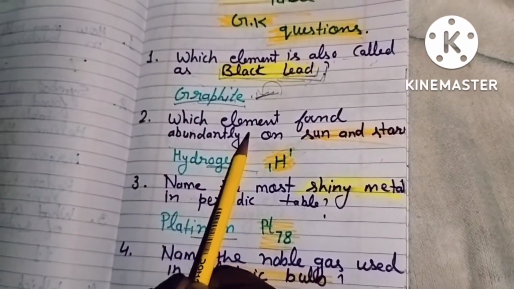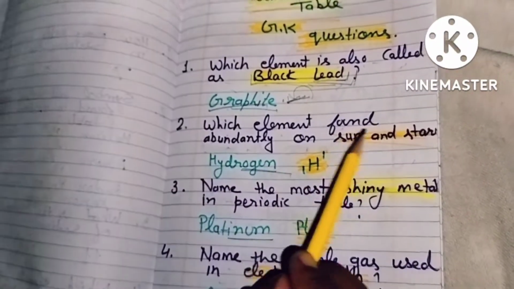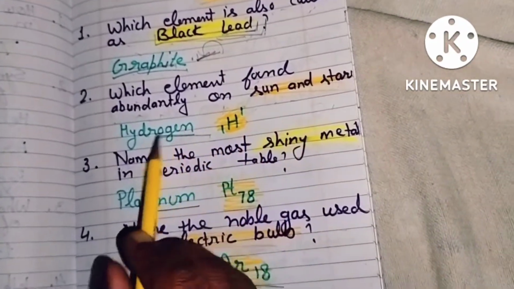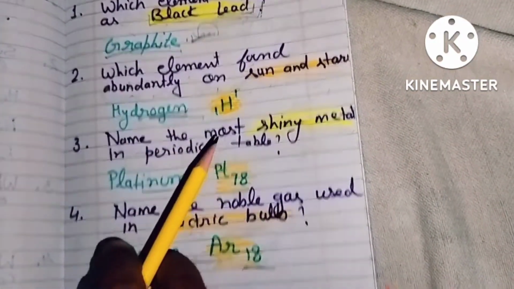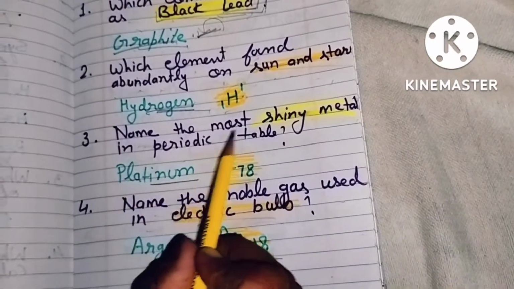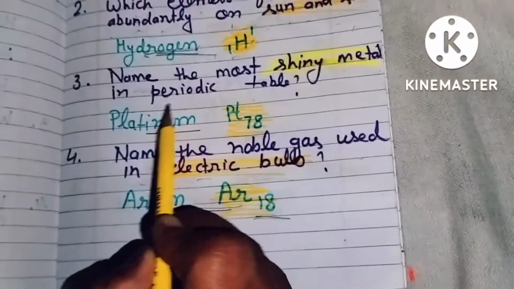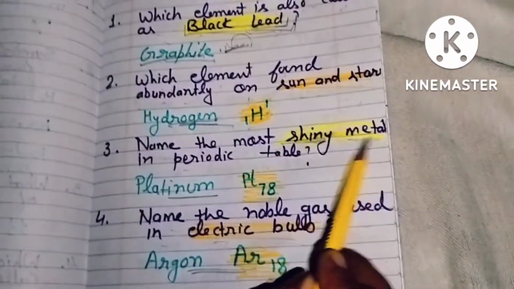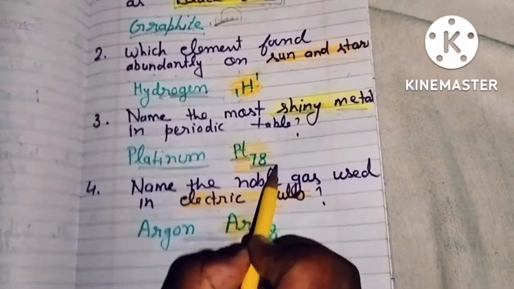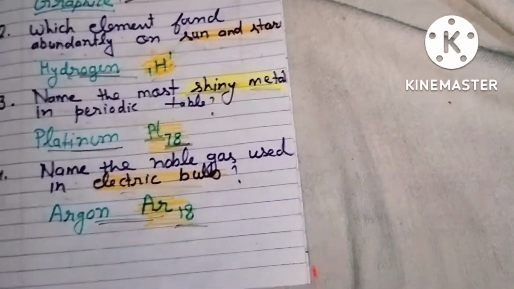Next, which element is found abundantly on the sun and stars? The most abundant element on the sun and stars is hydrogen, atomic number 1 and mass 1. Next, name the shiniest metal in the periodic table. The shiniest metal is platinum, atomic number 78. It is the highest shiny metal in the periodic table.